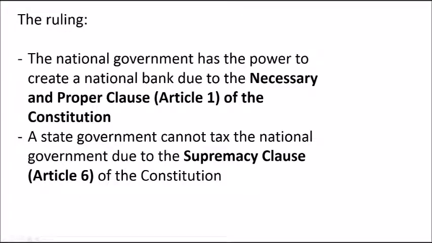The key outcome here that we want to understand is the Supreme Court decided in this case that the national government does have the power to create a national bank due to the Necessary and Proper Clause, Article 1 of the Constitution. The Necessary and Proper Clause, also known as the Elastic Clause, is what Congress bases a lot of its laws off of, because a lot of the things Congress does today aren't mentioned anywhere within the wording of the Constitution. What Congress says is, we're going to pass this specific law because it's necessary to carry out our expressed powers.